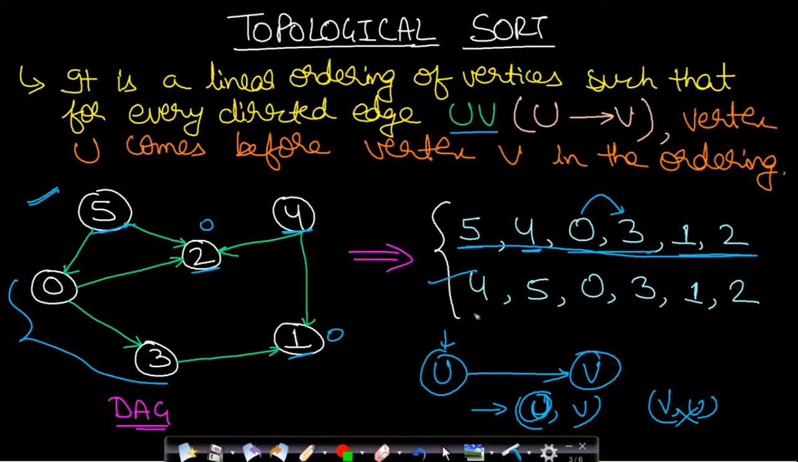Now having seen what is topological sort, how do we find a topological sort for a given graph? Well, the first thing to remember is if your graph is a directed acyclic graph, then only topological sort will be possible.